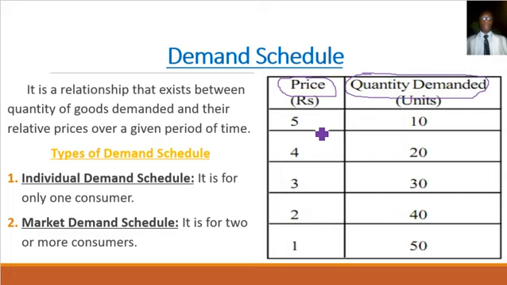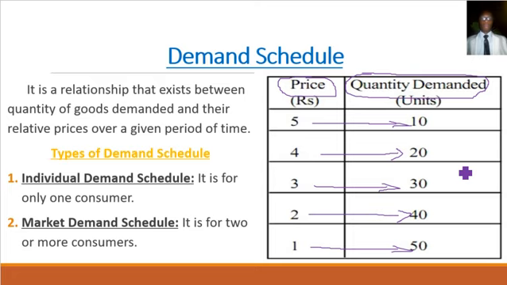For example, in the schedule here, when the price of that commodity is 5, 10 units were demanded. When the price decreased to 4, 20 units were demanded. When the price further decreased to 3, 30 units were demanded. When the price became 2, of course, 40 units were demanded. And when the price eventually dropped to 1, 50 units were demanded. So this is a typical example of a demand schedule.